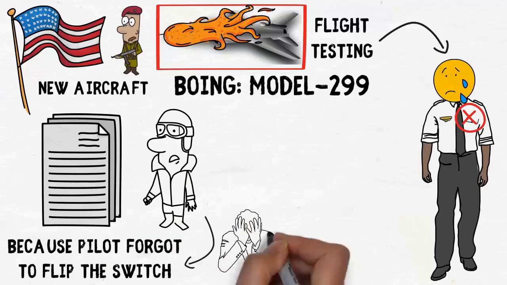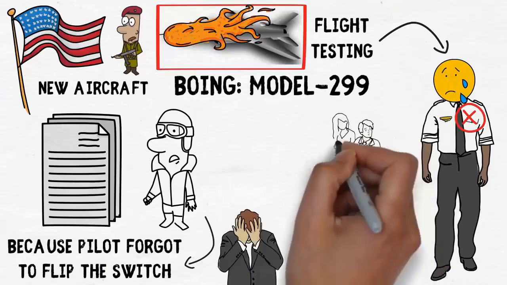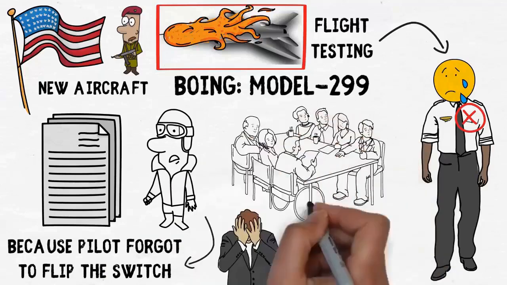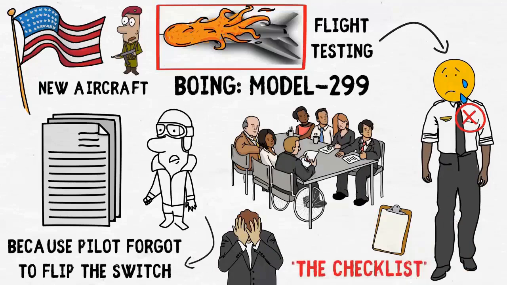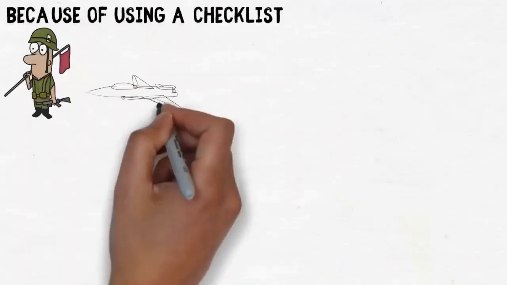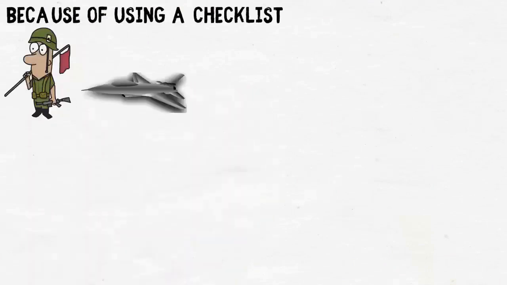After this accident, the investigation team, its researchers and engineers decided to implement a very simple yet powerful strategy, which was to ensure that it is checked before the plane takes off. Due to this simple approach, the US Air Force was able to fly the same Model 299 airplane for over 2.6 million kilometers without a single accident.